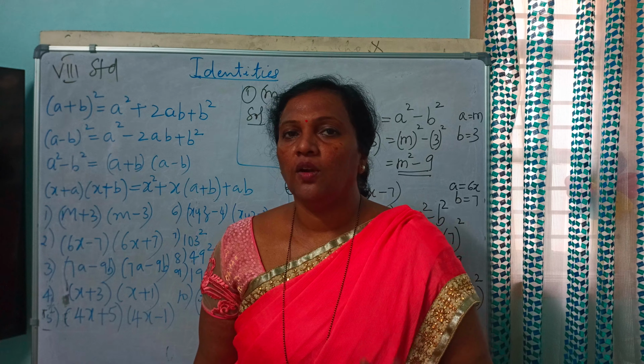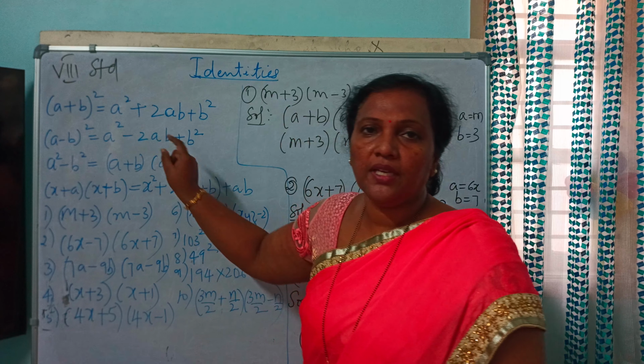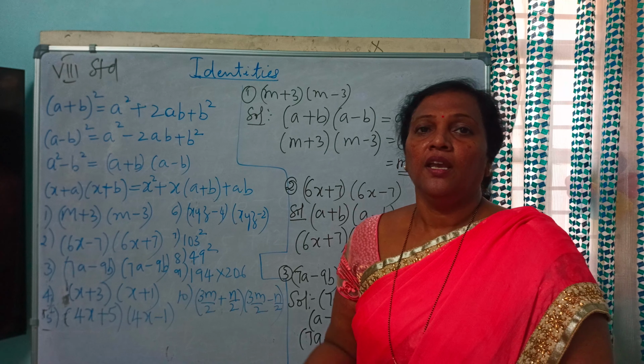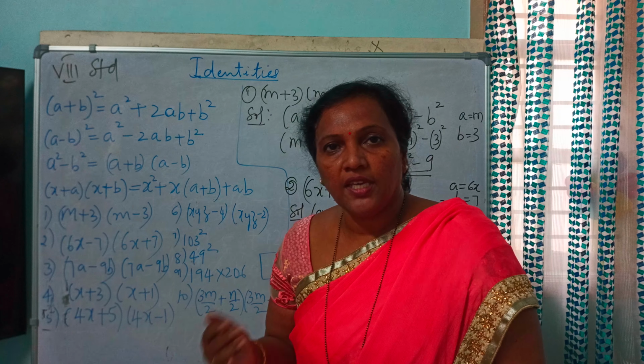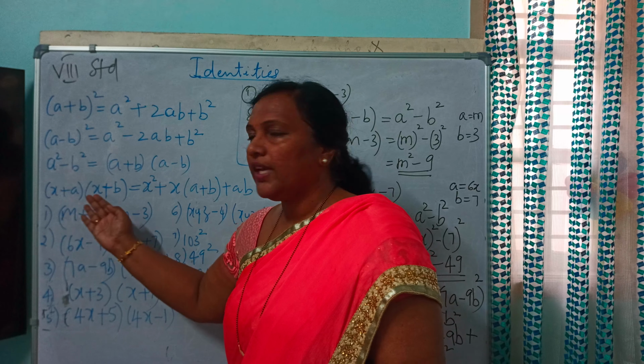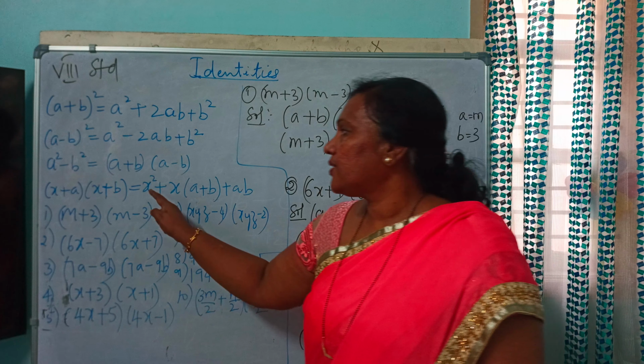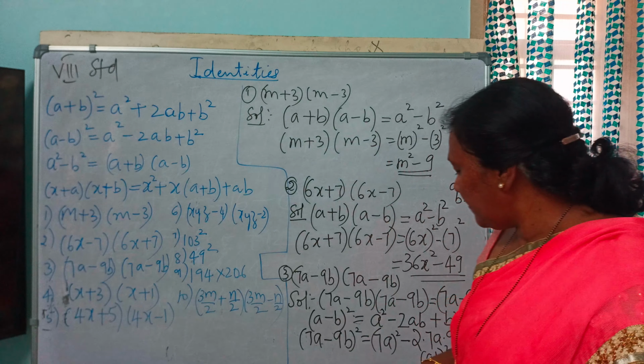So what are the three standard identities? That is a plus b whole square is equal to a square plus 2ab plus b square. We have to say it by mouth and we have to write. Then only we will get those identities. A minus b whole square is equal to a square minus 2ab plus b square. A square minus b square is equal to a plus b into a minus b. The last one we came across is x plus a into x plus b is equal to x square plus x into a plus b plus ab.